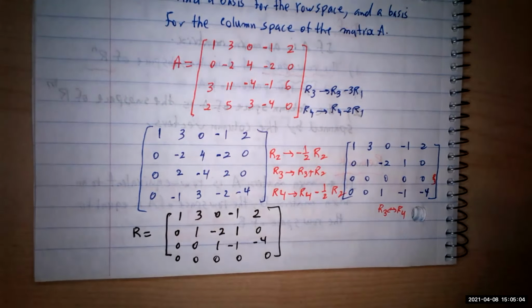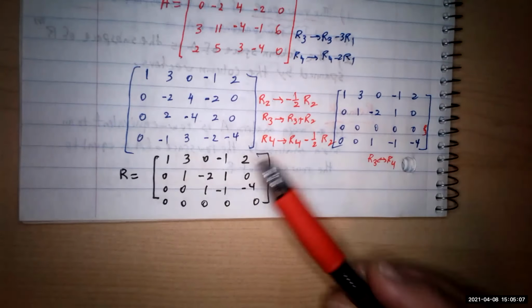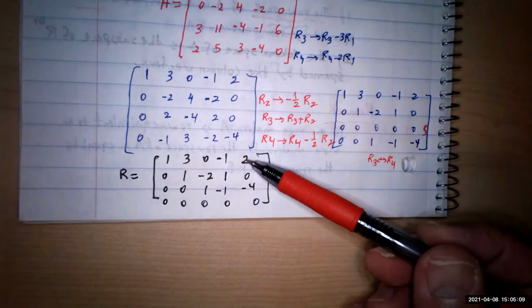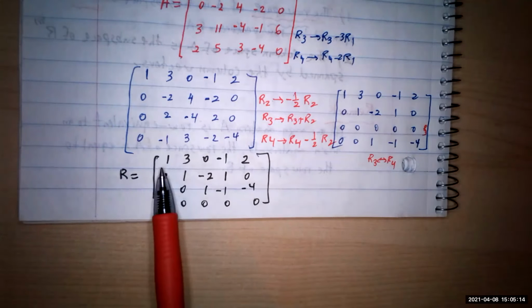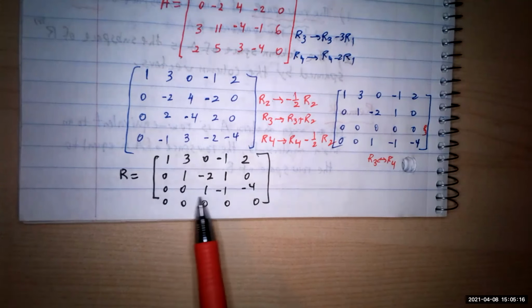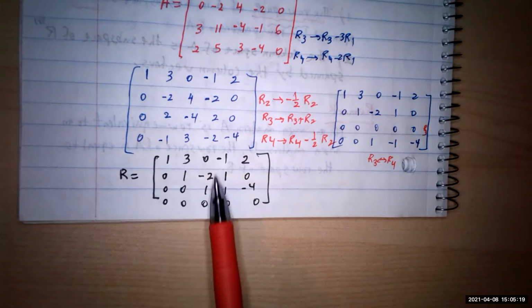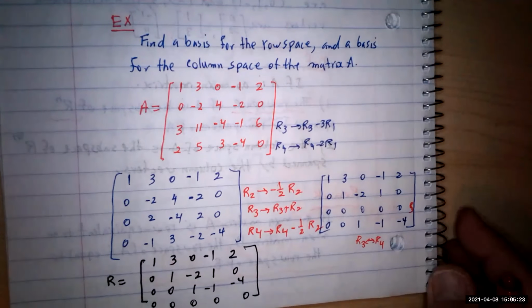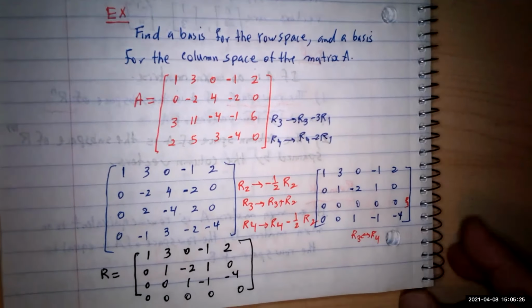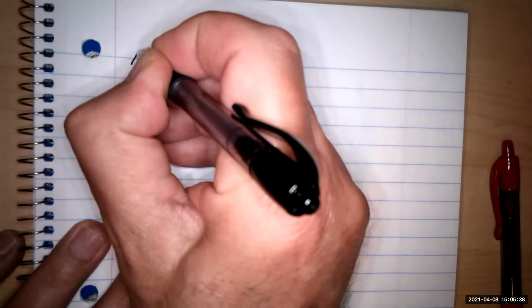Okay, so for the row space, you pick the non-zero row vectors from the R. But for the column space, you check to see where these leading ones are, in the first, second, the third column, and you pick the corresponding column from the A. So just the row echelon form, not the row reduced echelon form. Now you have to give us the result, and this is going to be the result that we're going to declare. You declare a basis.